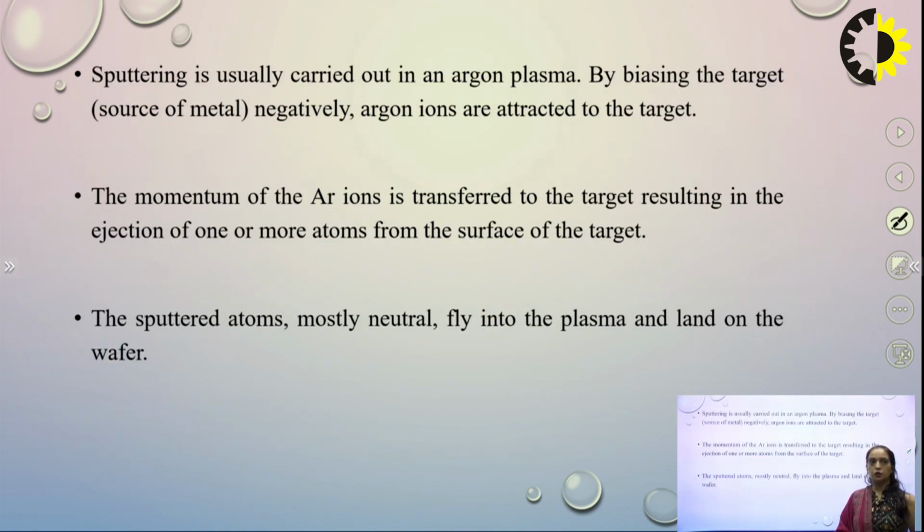So sputtering is usually carried out in an argon plasma by biasing the target negatively, and argon ions are attracted to the target. The momentum of the argon ion is transferred to the target, resulting in the ejection of one or more atoms from the surface. Then the sputtered atoms, mostly neutral, fly in the plasma and land on the wafer.